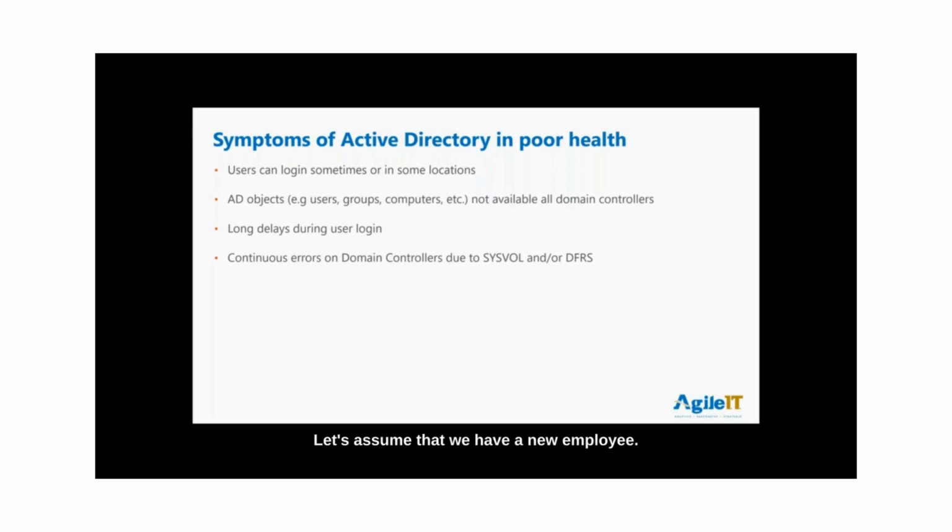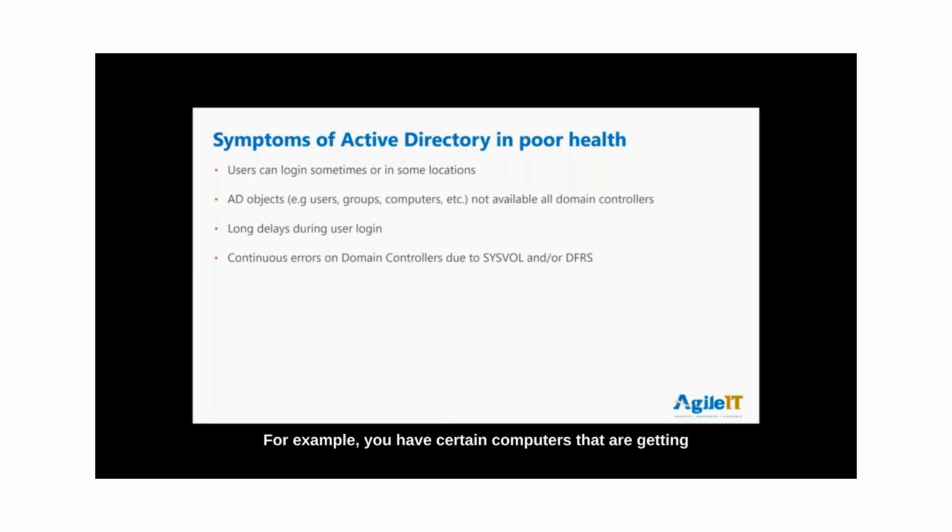Let's assume that we have a new employee. We shouldn't be provisioning accounts an hour before, but sometimes it happens with a business process or for security. They don't have their account till an hour before they start their first day at the job, and they come into the office and they can't log in. That would be a symptom of something going on with my identity boundary, being Active Directory, at this point. The other would be inconsistent behavior.